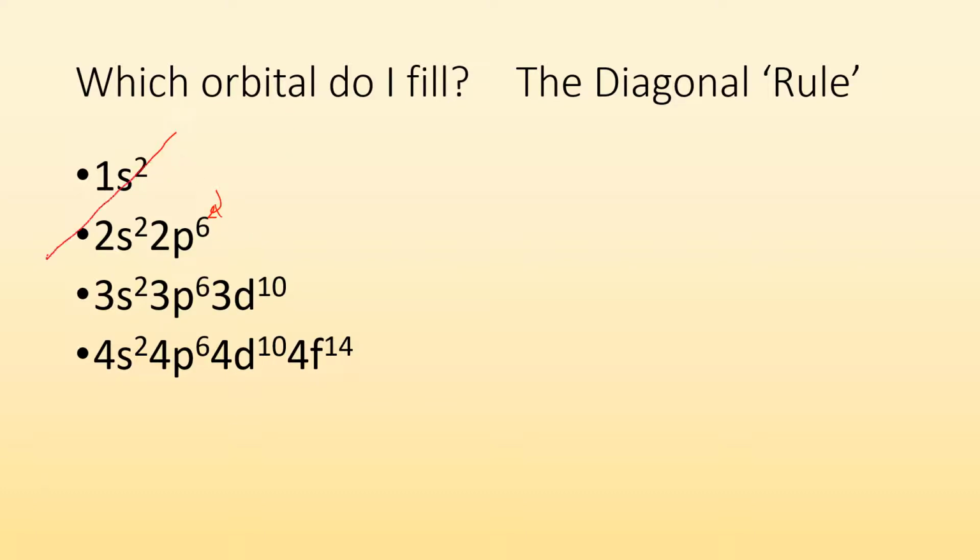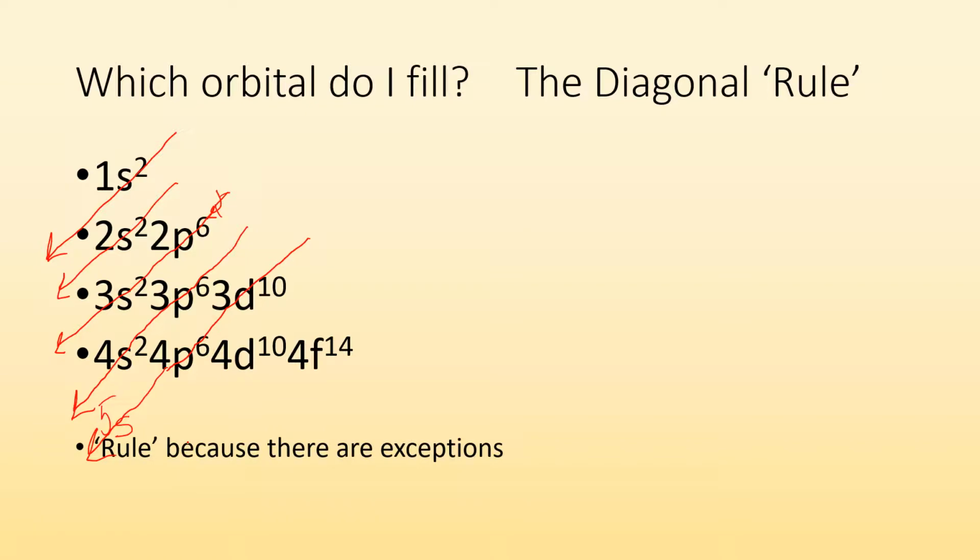So first, I'm going to fill in the 1s, and then I'm going to go to the 2s, and once I've filled the 2s, then I'm going to go to 2p, and then the 3s, and so far everything makes sense. But then I get to 3p, and before I fill in the 3d, I have to fill in the 4s. So now, after I've filled in the 4s, I can go to the 3d and the 4p, and then you didn't see it down here, but there's a 5s, and that would be what came next. So you can use this trick to figure out which orbital you've got to fill in. And like I said, it's a rule, in quotation marks, because there are exceptions.